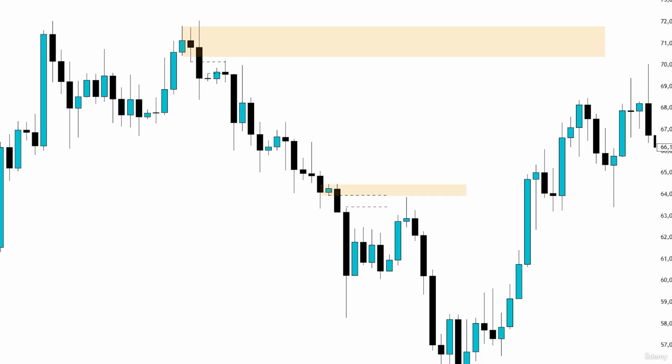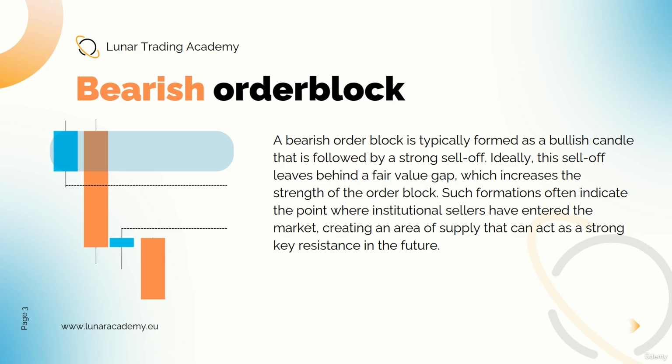Once the price leaves behind a fair value gap, it shows that the move had real strength and the accumulation within that order block was truly significant. This increases the likelihood that the order block will be respected in the future. So, for a strong bearish order block, look for an aggressive sell-off with a fair value gap. The last bullish candle is exactly what we call the bearish order block, and this is exactly what we use as our key level for potential order flow setups.